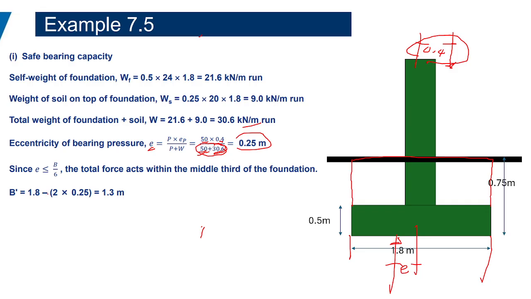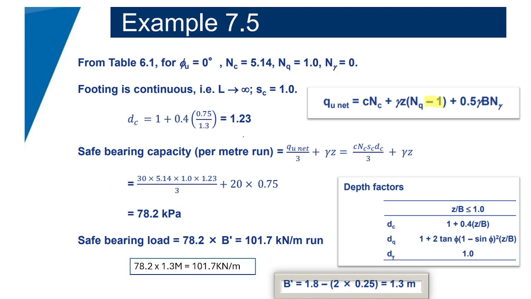Now we can calculate the adjusted width of the footing. This is just B minus 2e is the formula, and we have calculated the eccentricity is 0.25. Okay, so taken from the table, given that the soil has an angle of shearing angle equal to 0, from the table you can have these values.